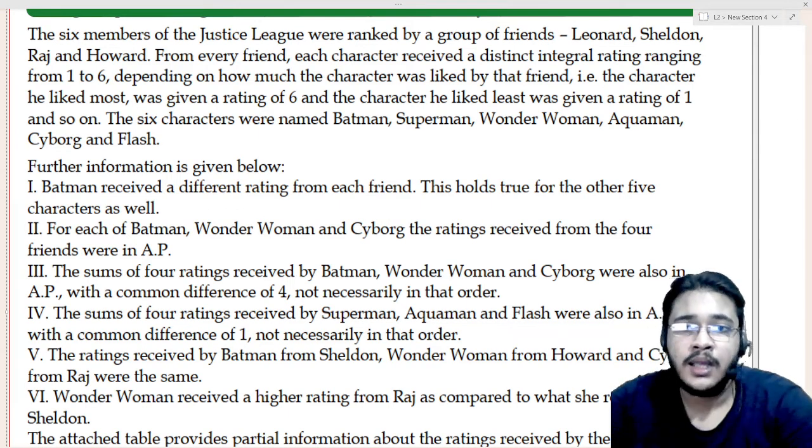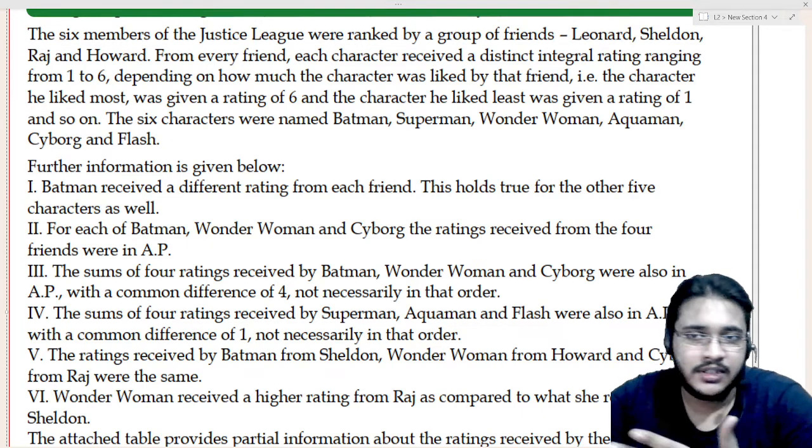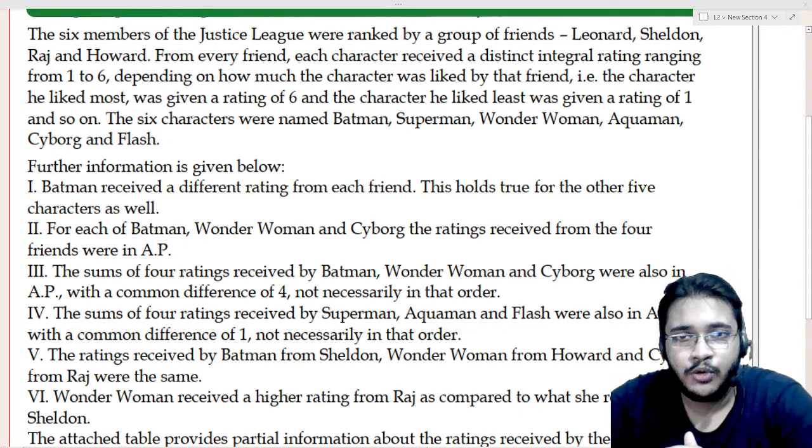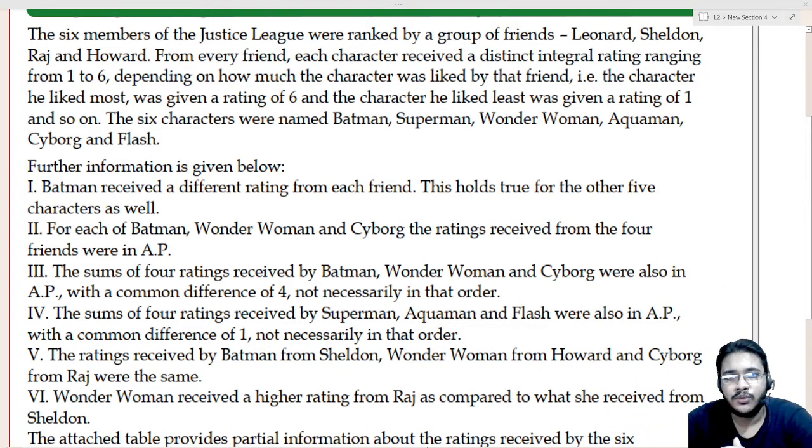Or in other ways rather, you can go to the Telegram community also. There's a post for this one. So if you don't want to read it from the video, you want to give it some more time, you can just read it over there. Anyways, so let's go and solve the set now.